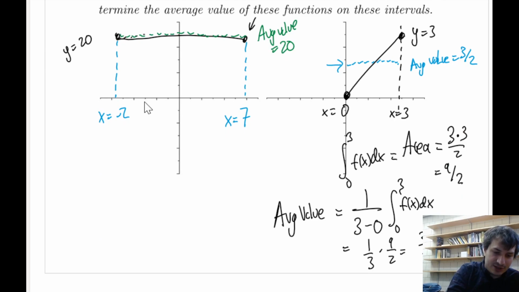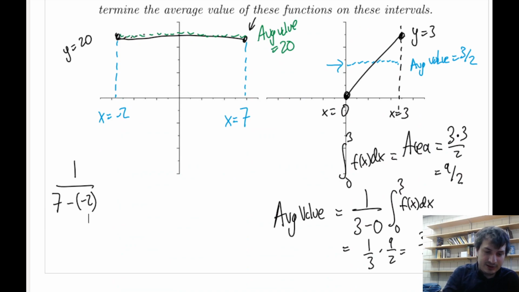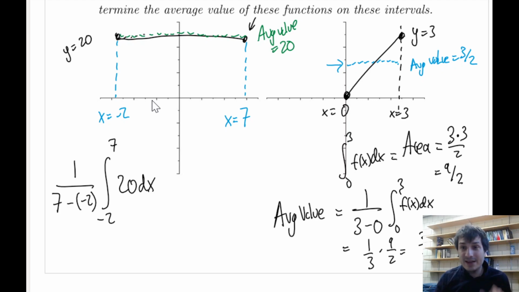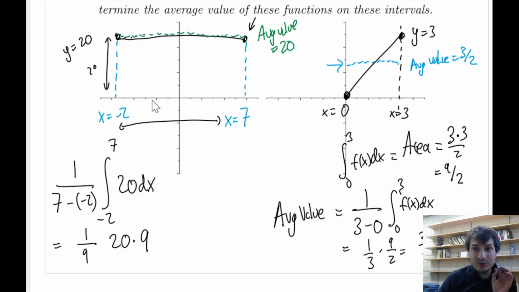So the average value is 1 over 7 minus minus 2, right? Because that's what the formula says to do: 1 over b minus a times the integral. We do the integral from minus 2 to 7 of 20 dx. The integral of 20 from minus 2 to 7 is one of the rules. It's the area of this rectangle. So it's 1 over 7 minus minus 2, which is 1 over 9. And what is the area of this rectangle? It's 20 high and 9 wide. So the integral is 20 times 9. When we do the average value, we do a 1 over 9, and they exactly cancel out. The average value for this function is 20.